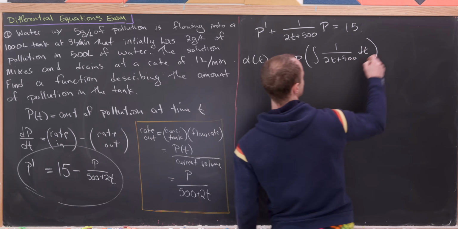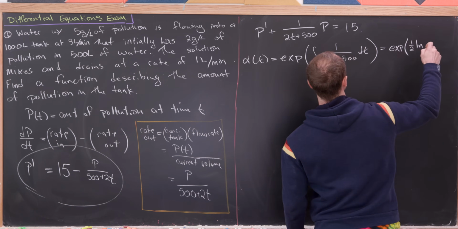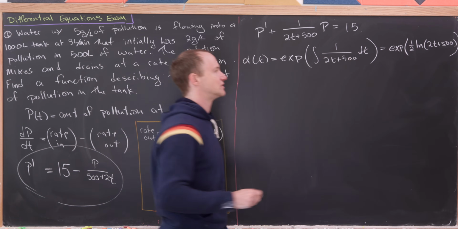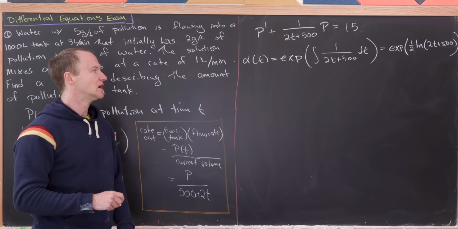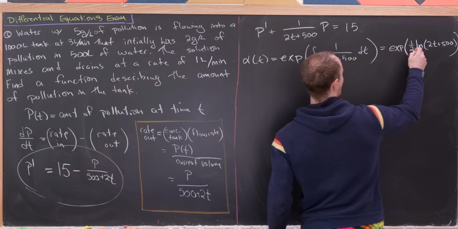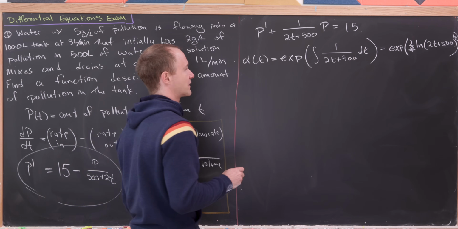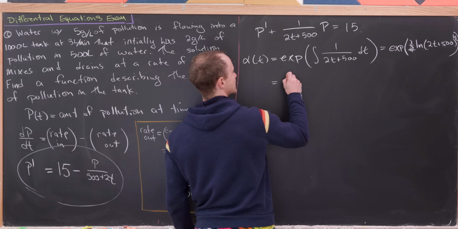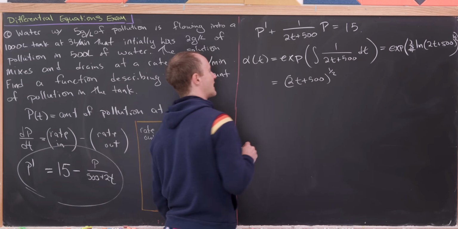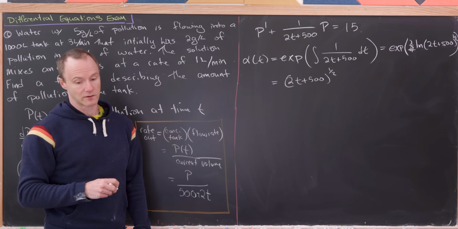But that antiderivative is pretty straightforward. We're going to have the exponential of 1/2 times the log of 2t plus 500. Here we really don't need absolute values because that's always a positive function. You can't have a negative volume in the tank. But now we can take this half here, get rid of it, and put it up here as an exponent, and then the exponent and the logarithm can cancel, and we've got 2t plus 500 to the half power. I'm going to leave it like that, just because it'll keep it simpler for our final calculation.